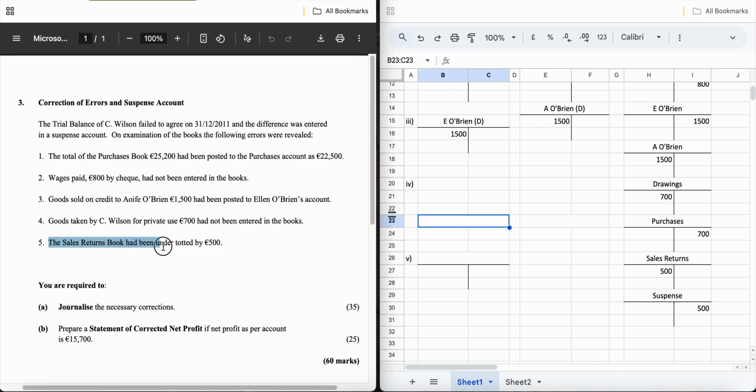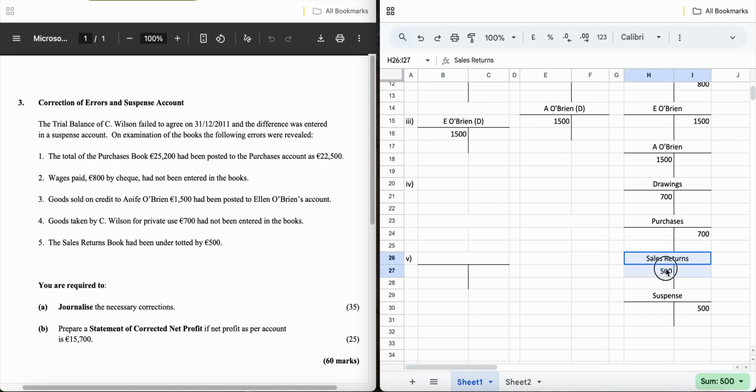Number 5, sales returns books had been undertotted by 500, so we just have to put 500 extra in the sales returns. Sales is a gain, so it goes in the right. When someone returns something to you, then it's the opposite to a sale, or it's costing you money, you could say. So costing you money, or the opposite to sales, left hand side. Now you're only fixing one account, and obviously one account can't balance. So to fix it, you have to put 500 of suspense on the opposite side, and this balances out.